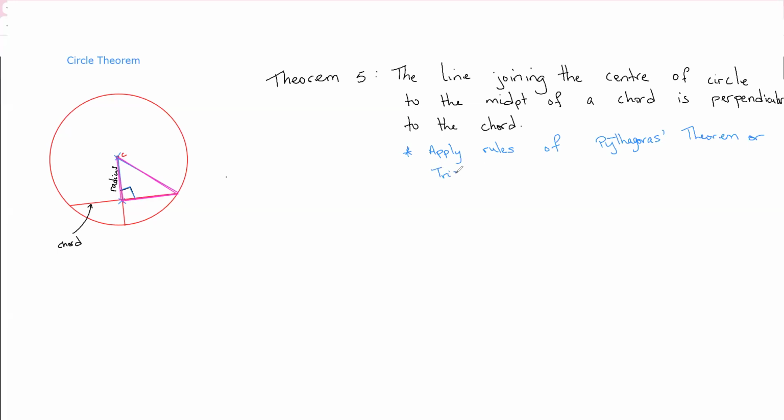Tricks, right? Some of you have trouble with Pythagoras theorem and trigonometry. So on the same recording, if we get through all the theorems early, I'll go over the triangle rules before we practice it. So you apply your rules of Pythagoras theorem or trigonometry as it's a right angle triangle. Next rule.